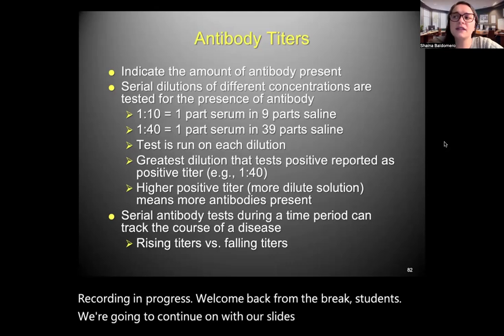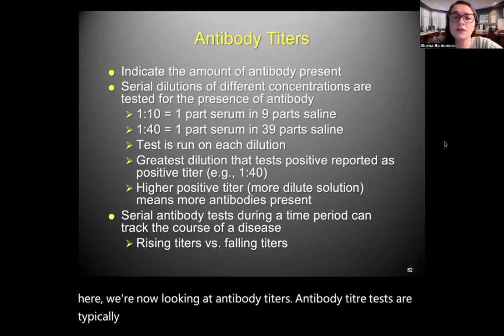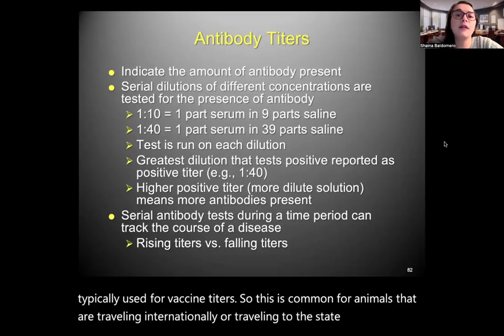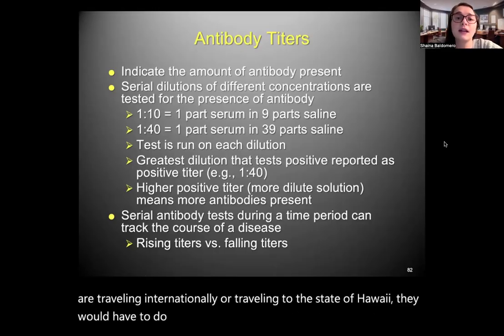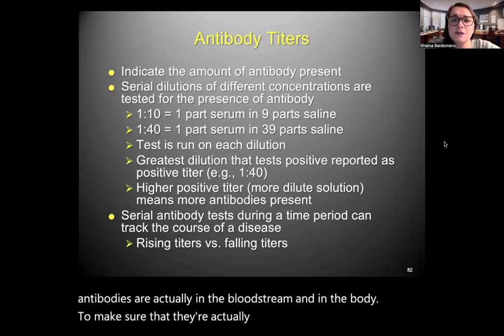With our next topic here, we're now looking at antibody titers. Antibody titer tests are typically used for vaccine titers. This is common for animals that are traveling internationally or traveling to the state of Hawaii. They would have to do a rabies titer test to determine how many antibodies are actually in the bloodstream and in the body, to make sure that they're actually vaccinated successfully against those diseases.